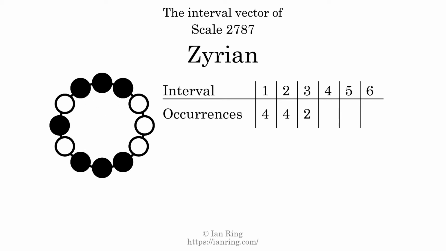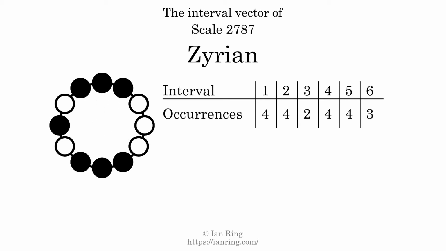There are 2 intervals with the size of 3 semitones. They are here, and here. There are 4 intervals with the size of 4 semitones. They are here, here, here, and here. There are 4 intervals with the size of 5 semitones. They are here, here, here, and here.